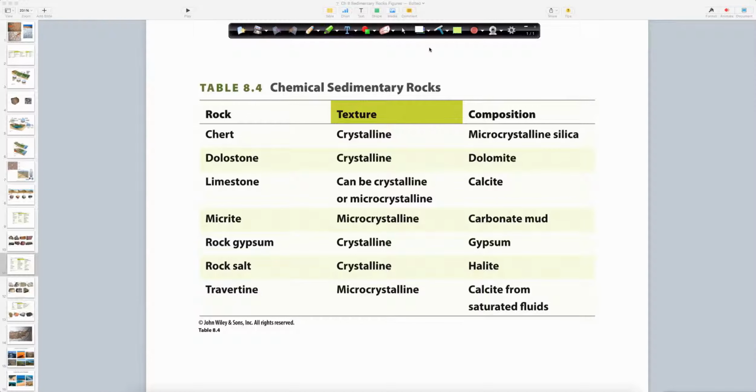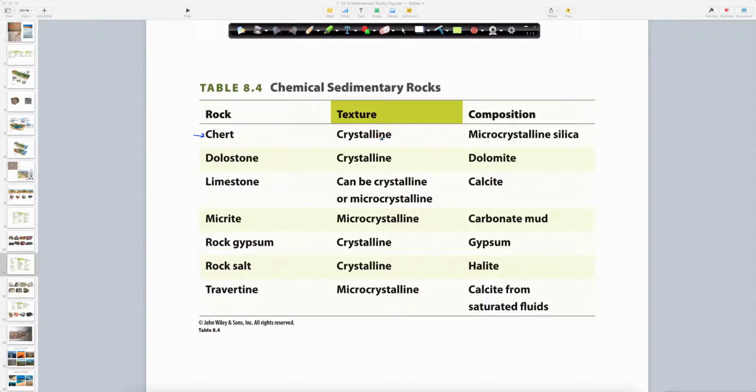This is section 8-8, and in this one we're going to talk about chemical sedimentary rocks. There are 7 major types of chemical sedimentary rocks, and they are basically classified based on their composition. They're all crystalline because, remember, they're chemically precipitated. It's just that they're small crystals or bigger crystals, and sometimes you can't even see the crystals. So the first one is chert.